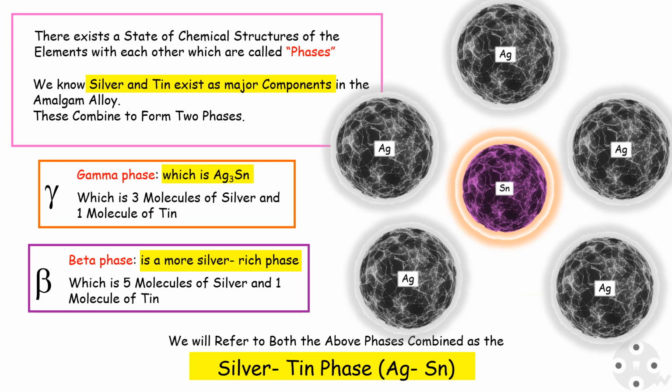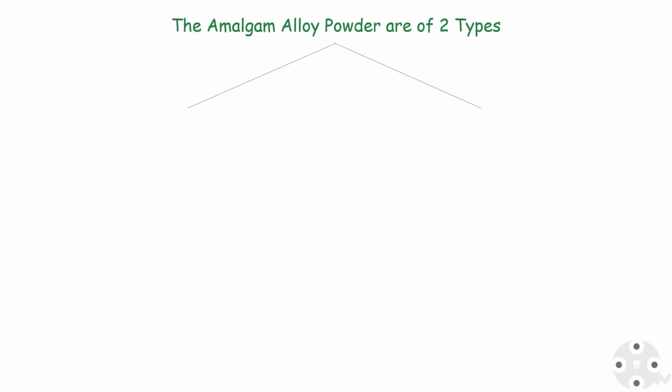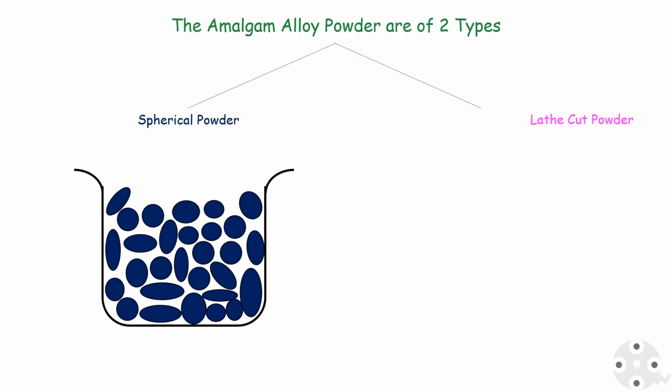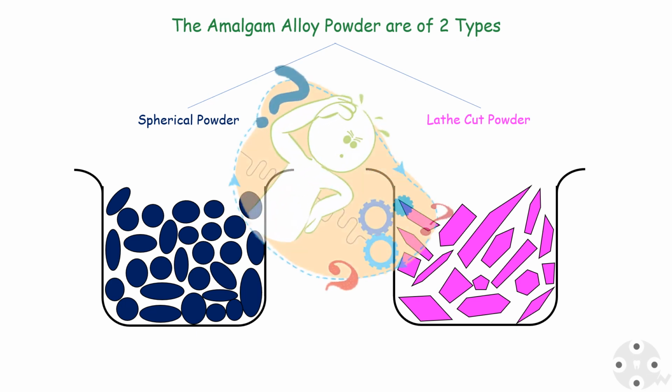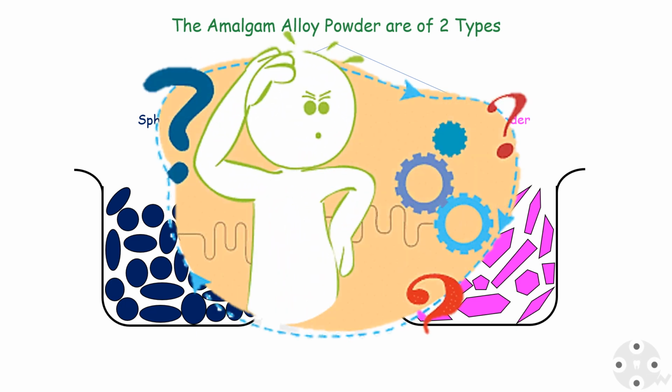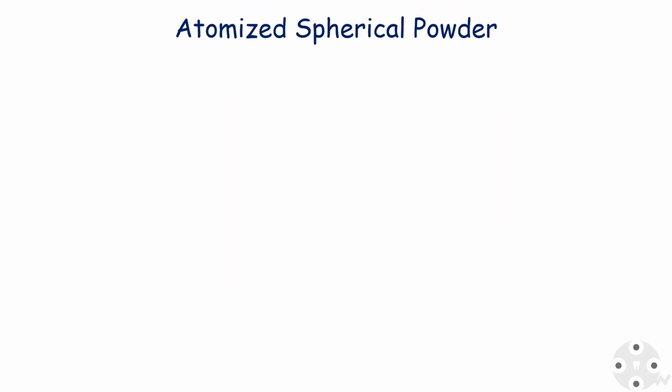Now, this amalgam alloy that contains all these elements can be manufactured into two types of powders, the spherical powder and the lathe cut powder. Just by the name and the visuals in front of you, the spherical powder is smooth, whereas the lathe cut powder is coarse and irregular. The question arises though, which one is better? We will first discuss the manufacturing process of each of the powders, starting with the spherical powder.